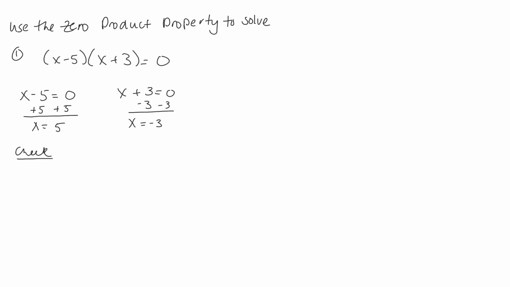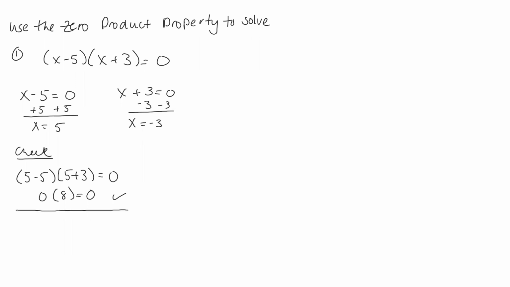So if I let x equal 5, I'm going to plug that back into the original equation. I would get 5 minus 5 times 5 plus 3, and it better equal 0, right? Well, 5 minus 5 is 0. 5 plus 3 is 8, but what is 0 times 8? Well, according to the multiplication property of 0, something you learned at the beginning of your math career, when you were almost a kid, this has to equal 0. All right.